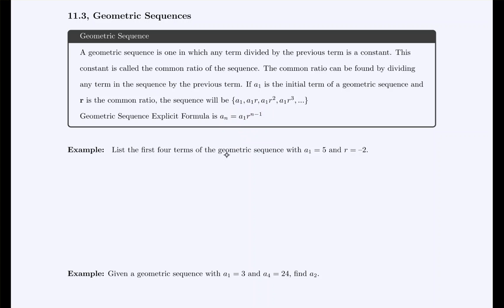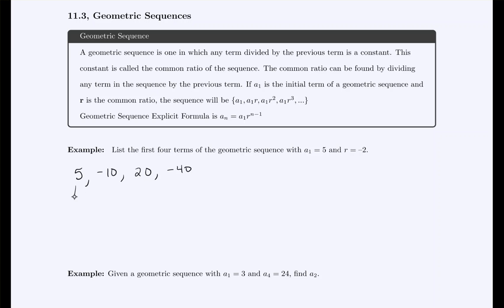So here we're told that we're dealing with a geometric sequence. Immediately that tells us to get to the next term, I multiply by a common ratio. And I'm told the first term is 5, and the common ratio is -2. And we're asked to list out the first four terms. So we'd start at 5, and then we'd go to the next term, which is 5 times -2, giving us -10. Then to get to the next term, that's -10 times -2, which gives me +20. To the next term, 20 times -2 gives me -40.